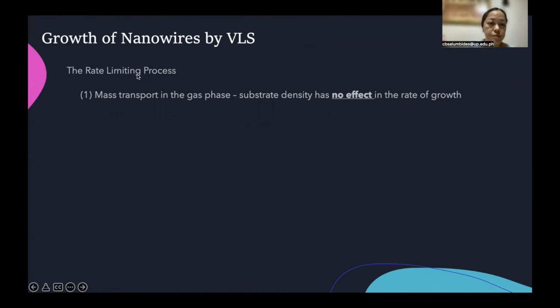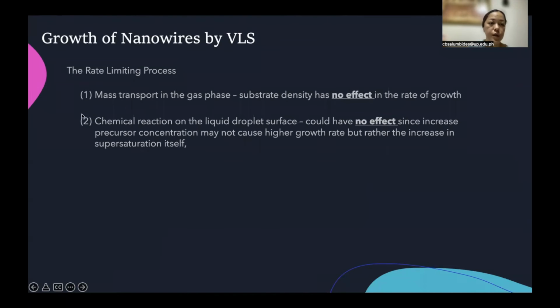That's why it was confirmed that the substrate density has no effect on the rate of growth. And then for the second process, chemical reaction on the liquid droplet surface. Another piece of evidence is that when using different metals as catalysts, the kinetic coefficient of growth is similar for the different metals. So it was thought that this could have no effect, since increased precursor concentration may not cause a higher growth rate, but rather an increase in the saturation itself.